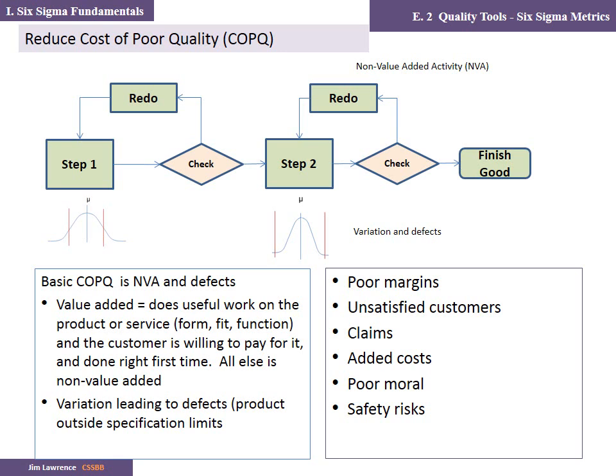Basic cost of poor quality is non-value added activity and defects, where value added means that it does useful work on a product or service, it changes the form, fit, or function, and the customer is willing to pay for it, and it's done right the first time. All else is non-value added. Variation leading to defects, which causes product being outside specification limits, is a core cost of poor quality. Cost of poor quality results in poor margins, unsatisfied customers, increased claims, added costs, poor morale, and safety risks.